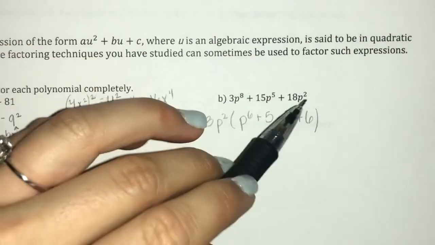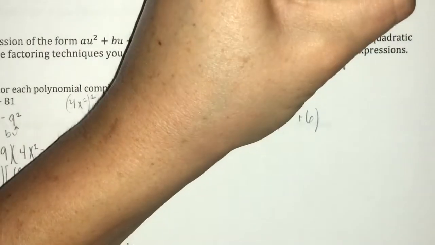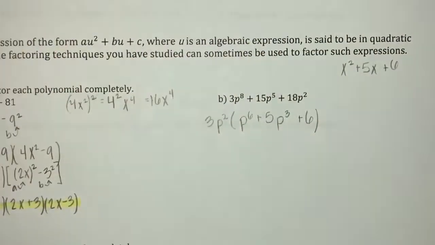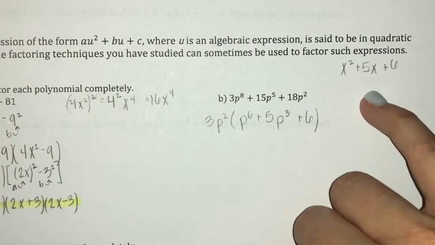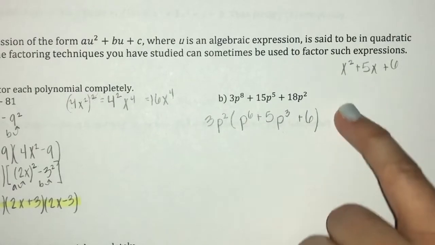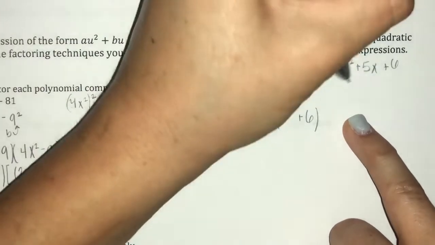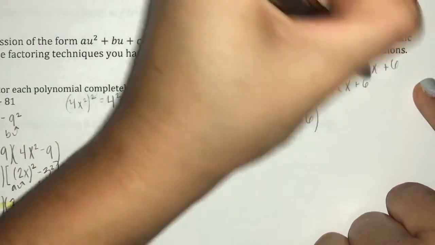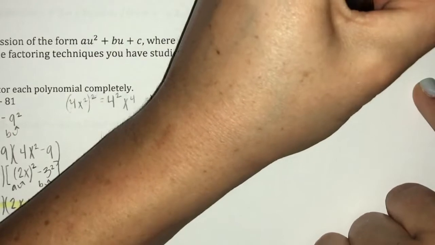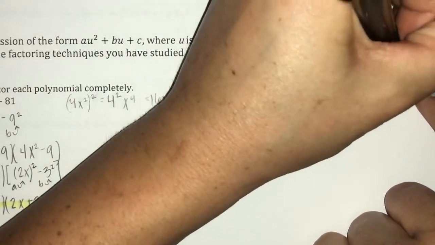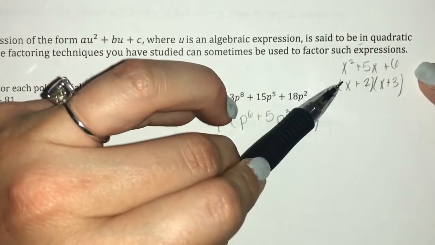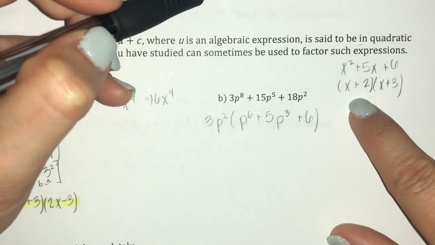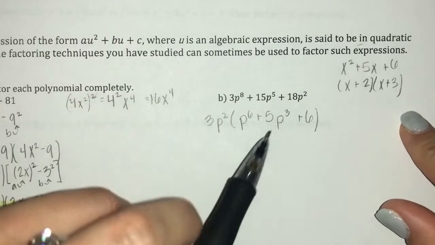So factoring this is no different than factoring, say, x squared plus 5x plus 6. So we know with x squared plus 5x plus 6, it'd be x plus 2 times x plus 3. So if we're just factoring the x squared plus 5x plus 6, we're looking for factors of 6 that add up to 5. So it'd be x plus 2 times x plus 3. So that same strategy works here.